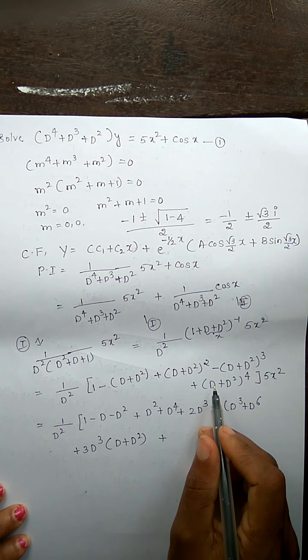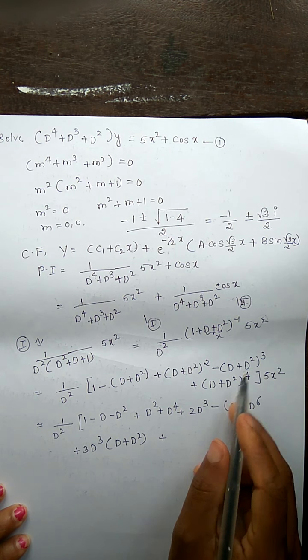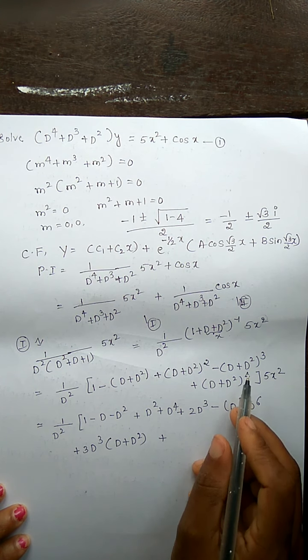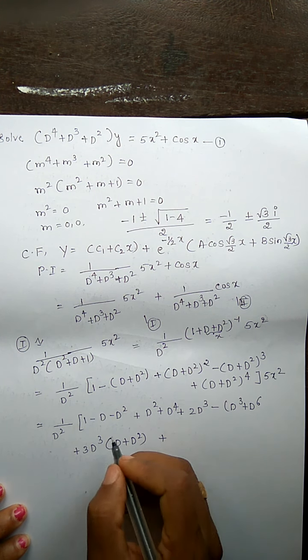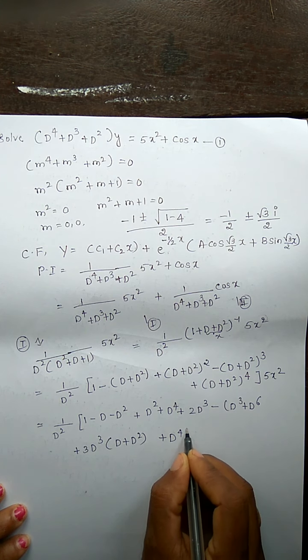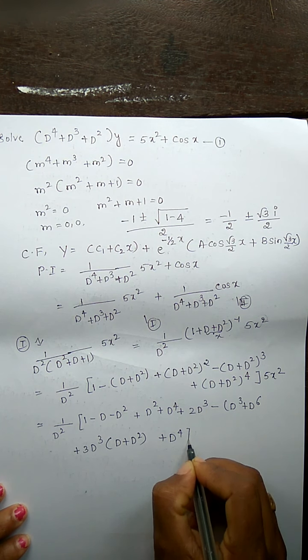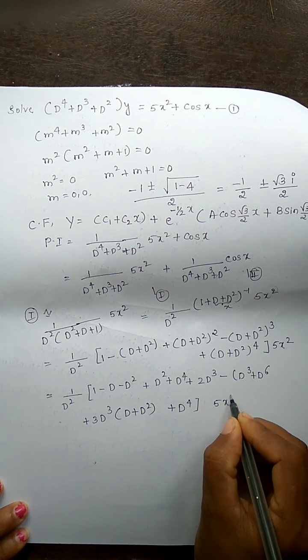So first term only, here I can write d plus d square power square. So by using that we can get first term as d power 4. Next we will get for each term a higher order, more than 4 power. So I will just write the first term only, it is d power 4. So now further simplify that into 5 times x square.